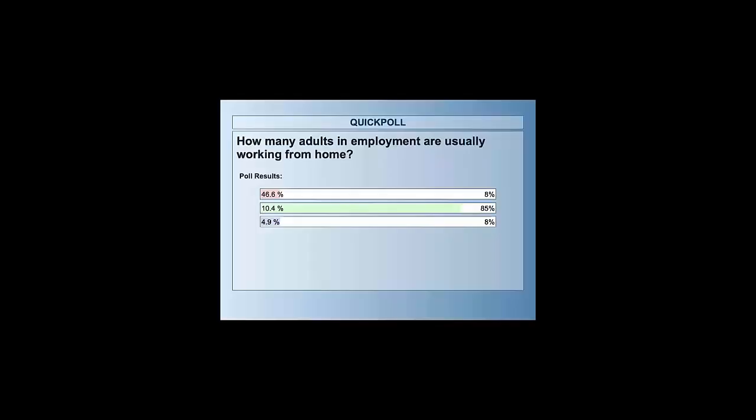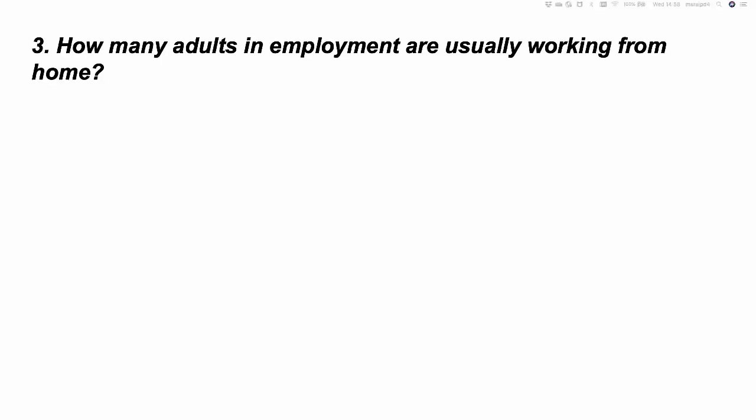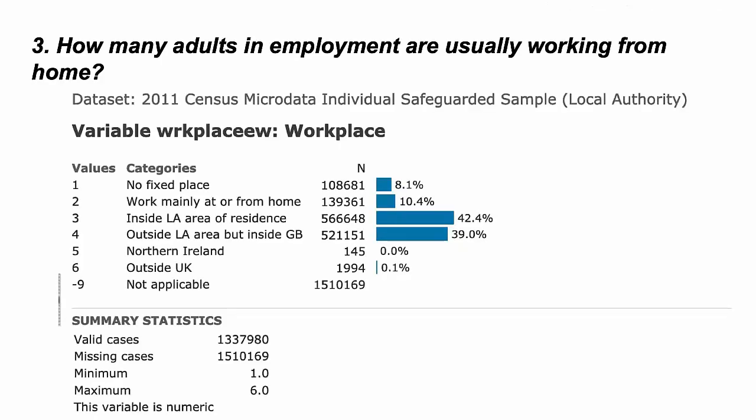So we've got most of the people saying 10.4%, and that is the answer I was looking for. The 4.9% is the proportion of the total population that is working from home. So again, half the population work, so it's roughly half that percentage is the people from the total population that are working from home. But of the working population, so how many adults in employment are usually working from home, that's the 10.4%.